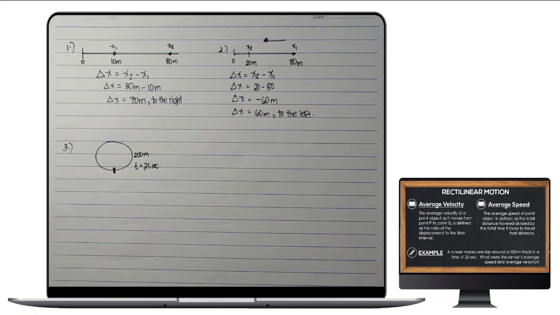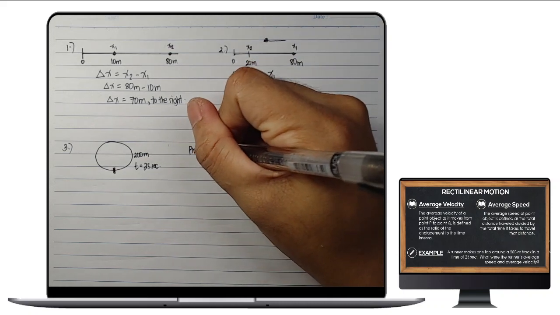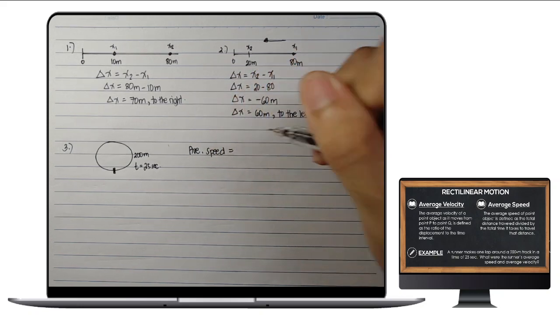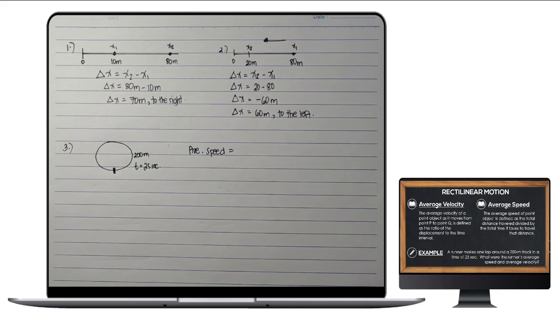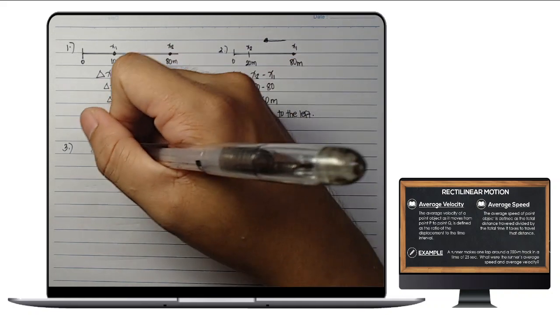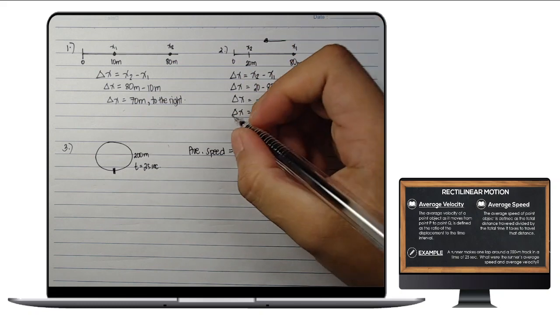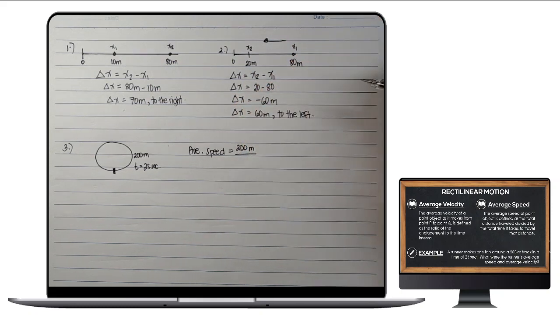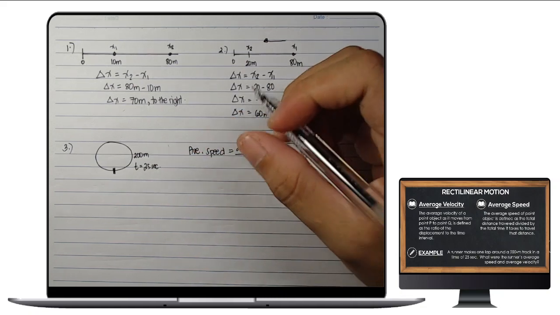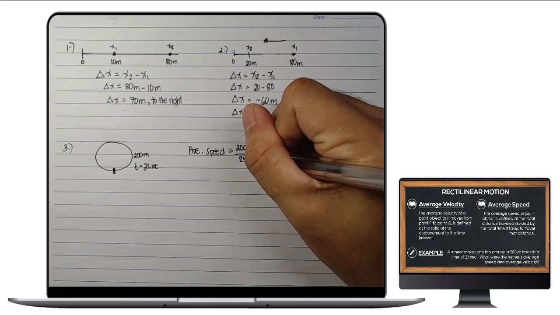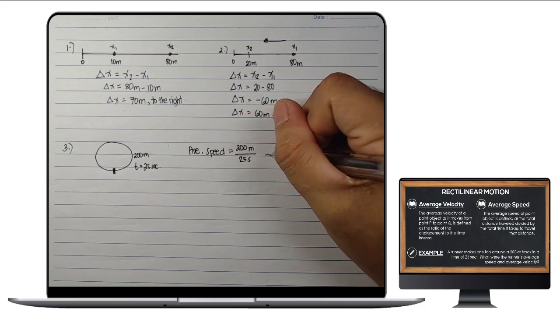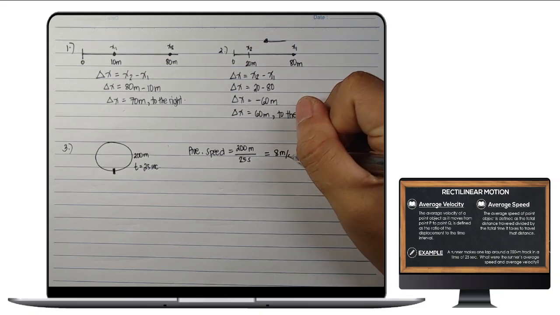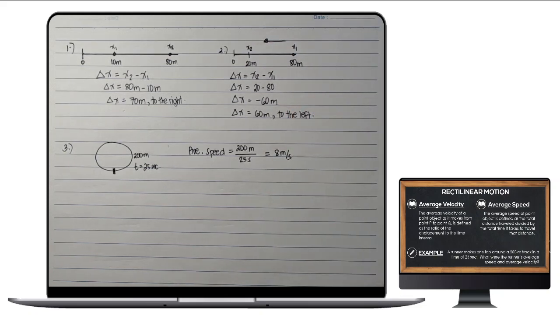Okay, so when we want to find the average speed, that is equal to the total distance divided by the total time. So the total distance, since this is a lap, is the full 200-meter track divided by the time. The elapsed time to complete that is 25 seconds. Therefore, the average speed is 8 meter per second. So that is your average speed.